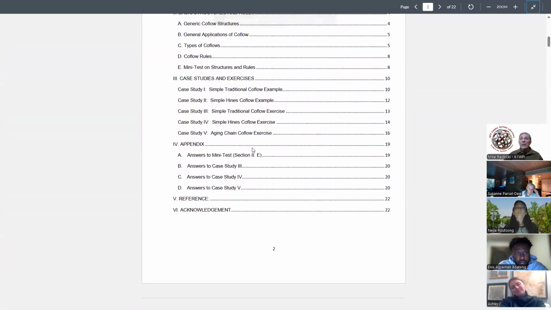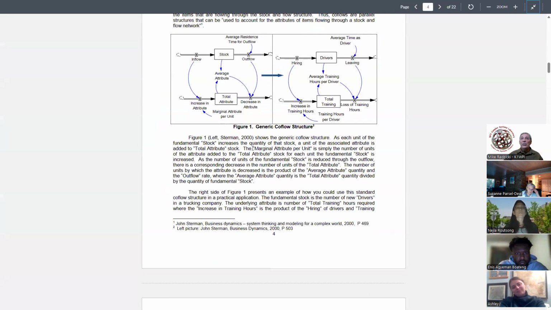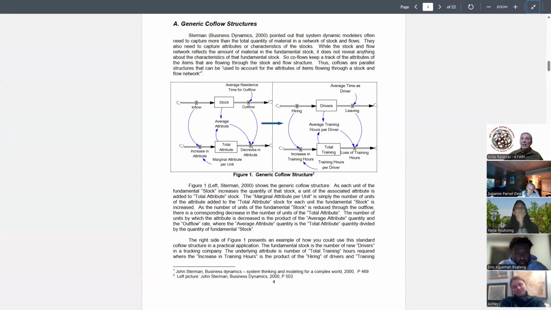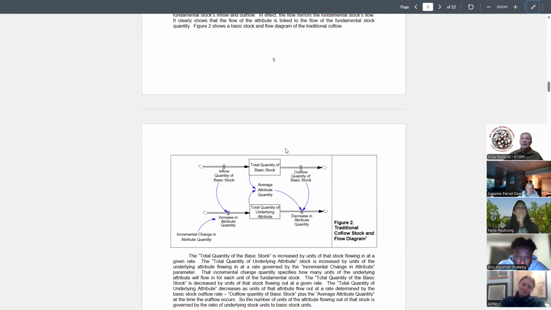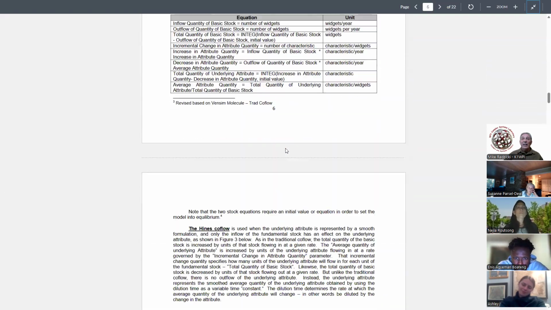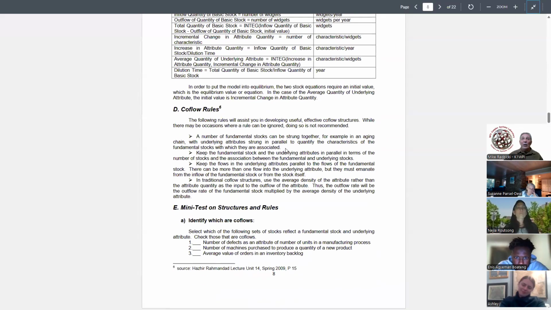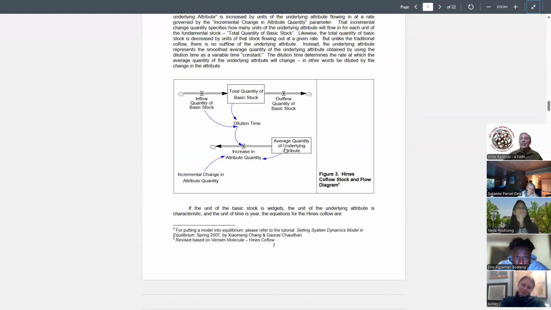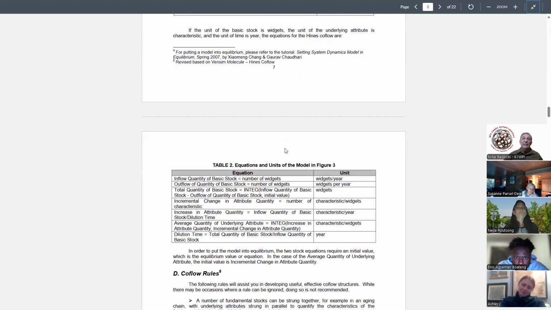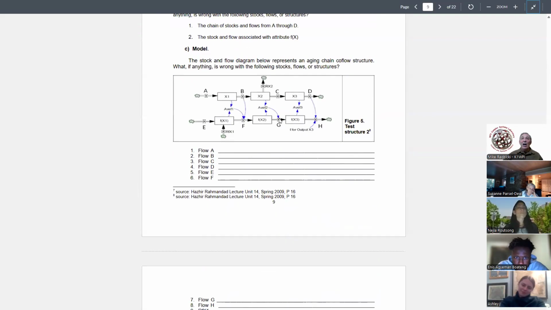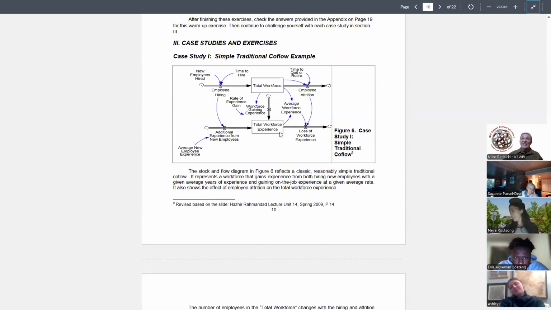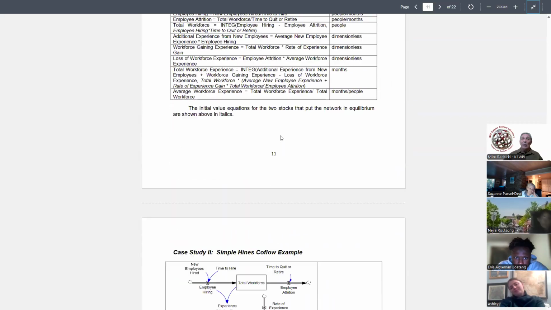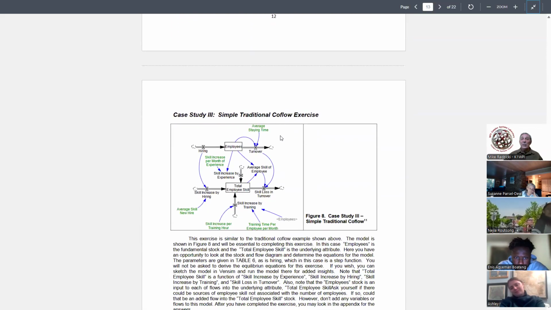There's a whole 20 some pages here of stuff on how to build co-flows. So here's the traditional co-flow structure, right? And I haven't looked at this in a while. Oh, and then they've got the Heinz revision here. And now it's getting more complicated. This is not as complicated as the ham example, but you can see it's starting to get more complicated. They give you the equations and stuff.